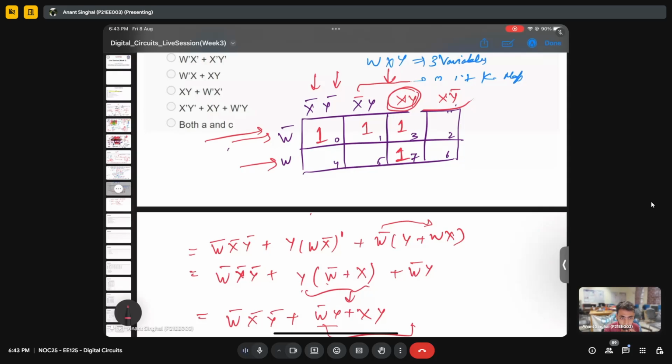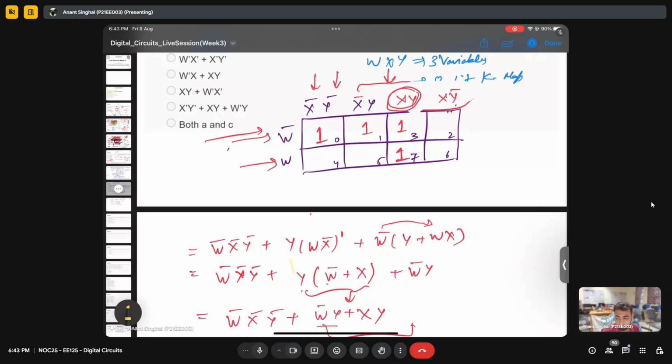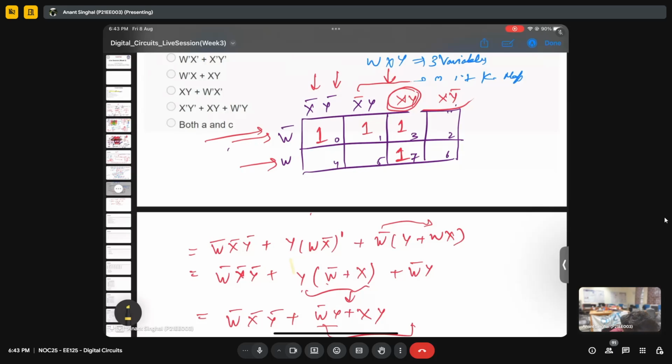Is it clear how I filled this K-map? Please let me know if it is clear quickly. Okay, I hope it is clear.